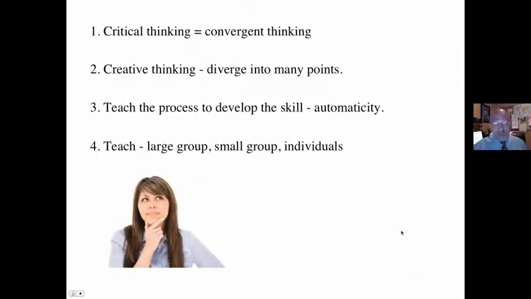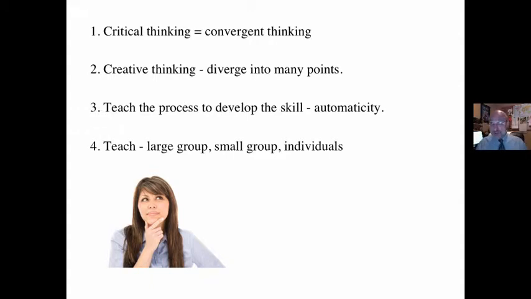Okay. Critical thinking is thinking that converges on a single point. Creative thinking is thinking that diverges. These are two different types of cognitive process. In thinking skills, we teach the process to develop the skill, meaning that we want students to be able to use this type of thinking automatically, to not think about it. So we teach the process so that they can do it without thinking.